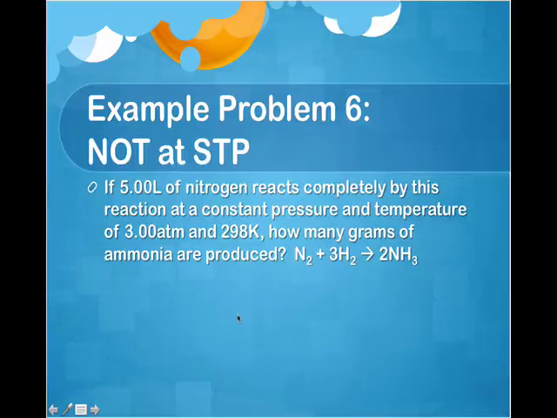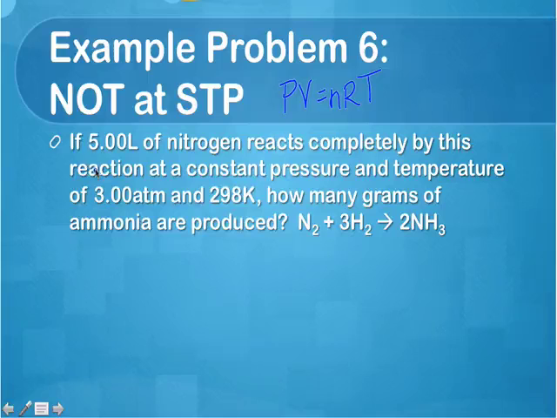Example problems 6 and 7, we are not going to be at STP. And what that means is we're going to have to use PV equals nRT. So in this problem it says, if 5 liters of nitrogen reacts completely by this reaction at a constant pressure and temperature of 3 atmospheres and 298 Kelvin, how many grams of ammonia are produced? The first thing I'm going to do is get out of liters and get to moles of nitrogen so that I can do regular stoichiometry.